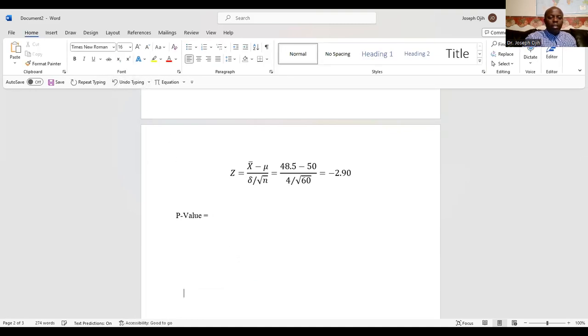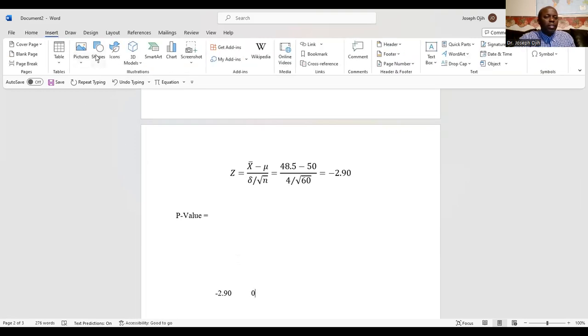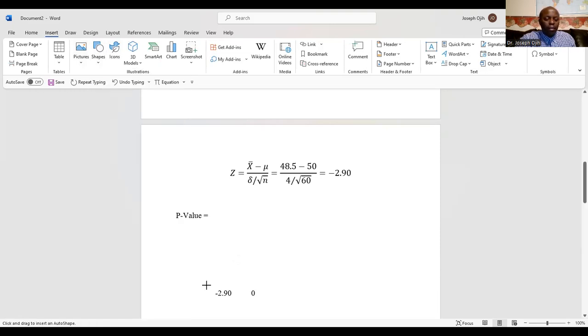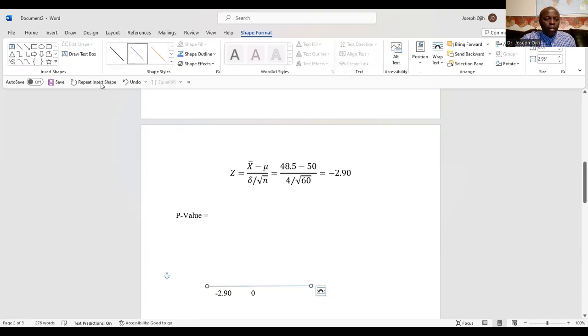So our z is negative 2.90. Then we have 0 here. That inserts what I need right here. Okay, I'm going to make it black. Now I'm going to choose this.